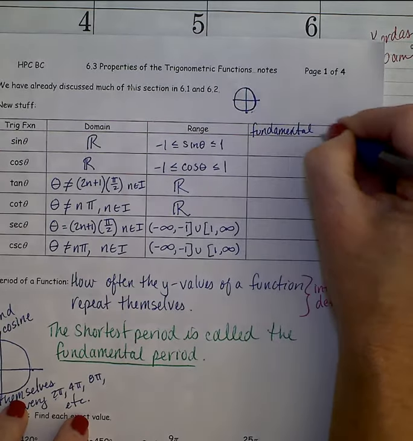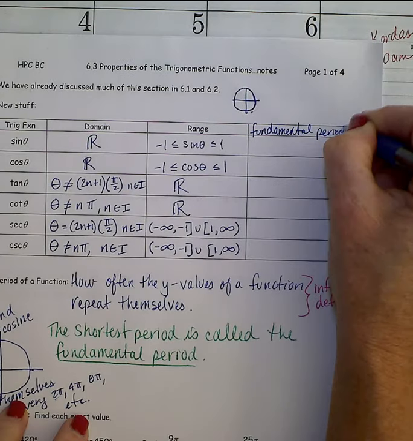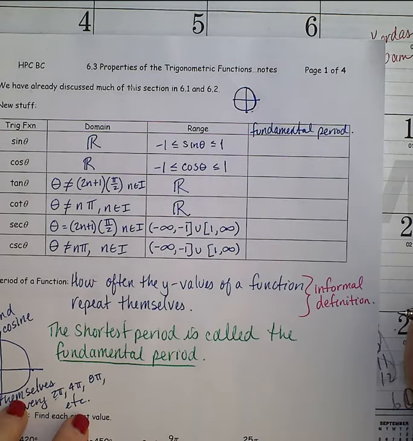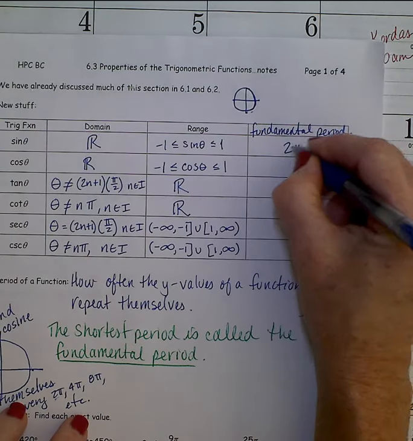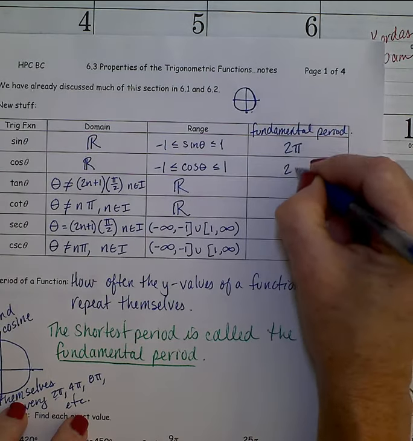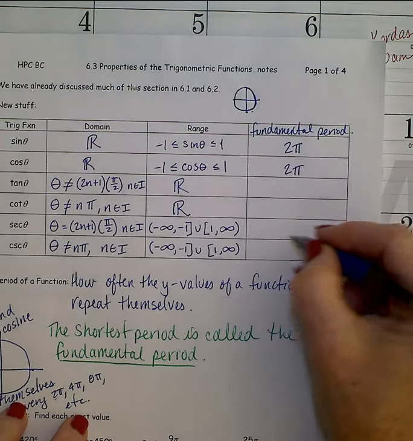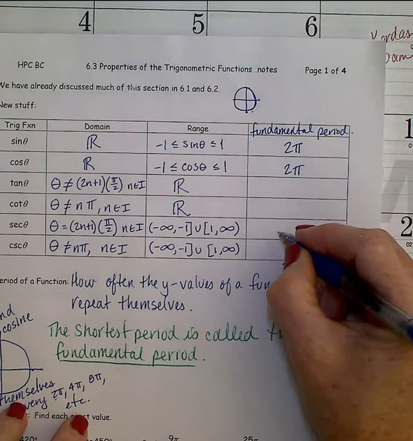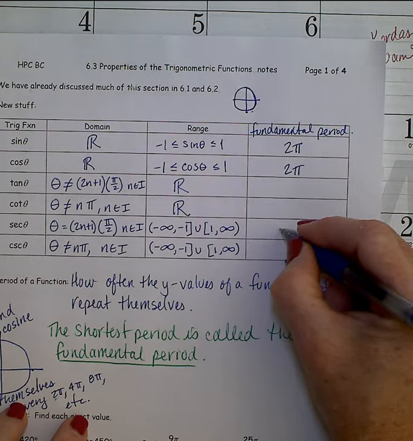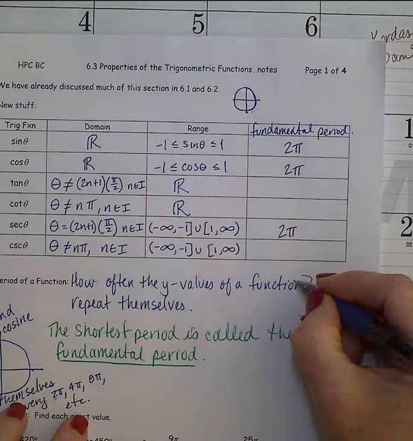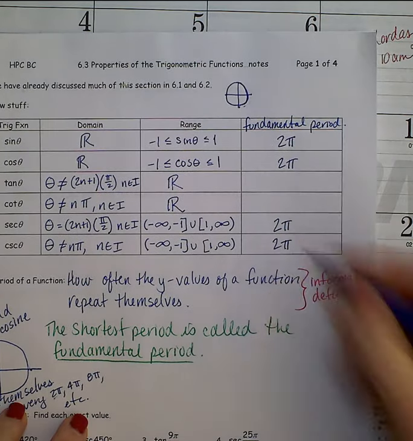Fundamental period is the shortest period that the things repeat themselves. Sine, 2 pi. Cosine, 2 pi. Secant, because that's the reciprocal of cosine, is going to repeat itself the same length, 2 pi, as is cosecant, also 2 pi.